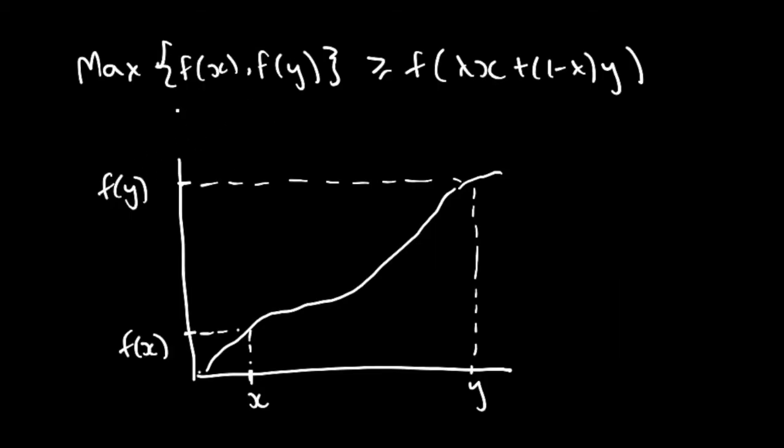Let's start at the beginning of this definition. The maximum of the 2 points. So we take our two values, f of x, f of y. What's the highest out of those two? Well, in this case, it's f of y. So that's what this part of our definition is, f of y. Now, what is this part? What does this part mean?